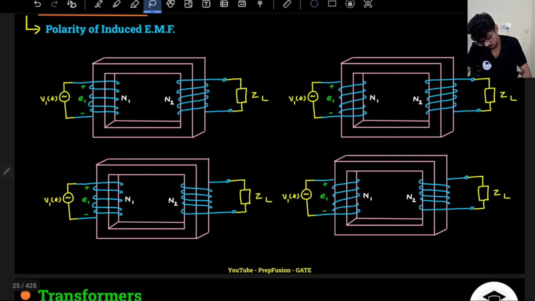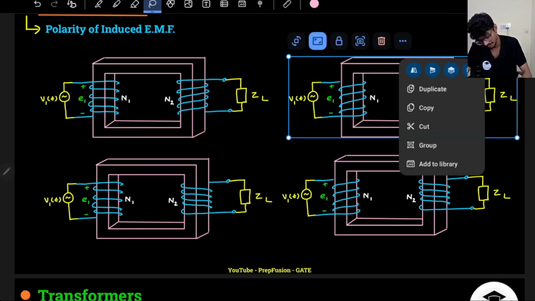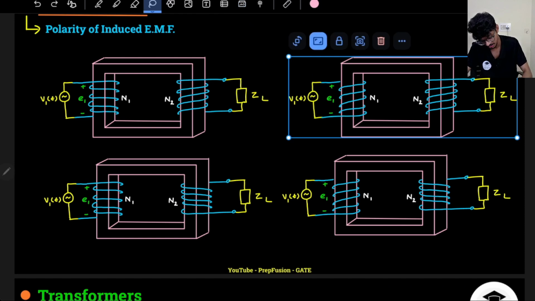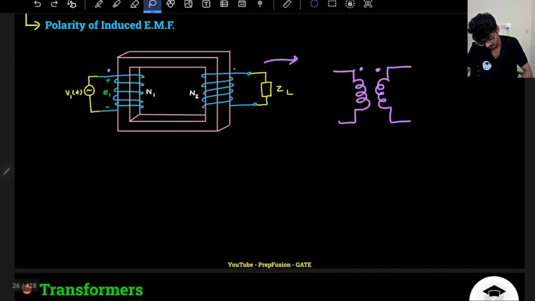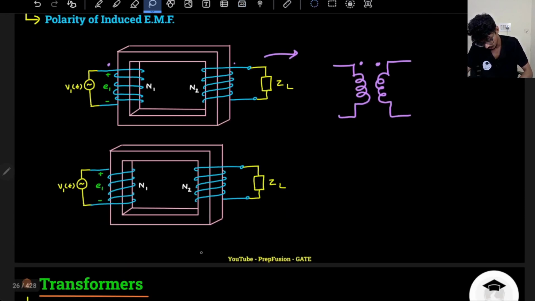So for this one, the orientation is a bit different. If the orientation is different, what you will do is assume a dot here, then this will be a dot. Why will this be a dot? According to the orientation. At a particular instant, if this node goes higher, this node will go higher in the same instant. So this will be dot. If this is plus with the dot, this will be plus and minus. So current will go something like this.